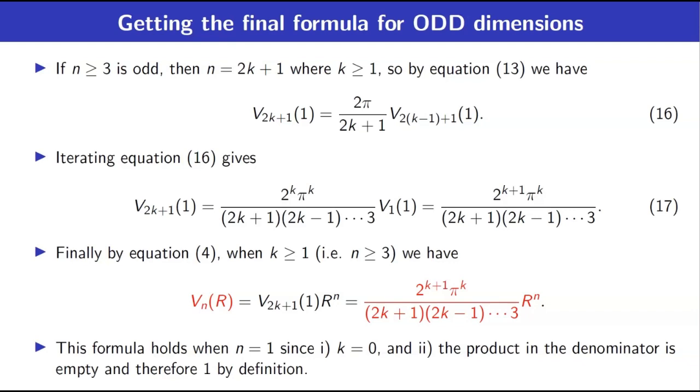The odd case is completely similar. If n is odd and greater than or equal to 3, then we can set n equal to 2k plus 1, where k is greater than or equal to 1. So by equation 13, we have equation 16. If equation 16 is iterated down to k equals 1, and we use the fact that v sub 1 of 1 is the length of the interval from minus 1 to 1, which is 2, we obtain equation 17. The full result when n is odd, and at least 3, follows from equation 17 when we use equation 4. This formula holds when n equals 1, since k equals 0 and the product in the denominator is empty and therefore 1 by definition.